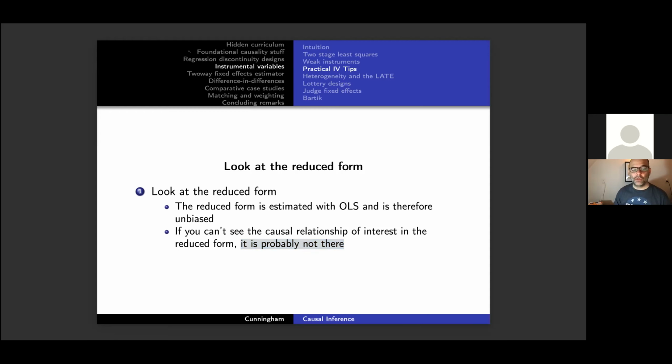There's a certain art to instrumental variables. Why? Because the exclusion restriction is not testable. So you have to build the case slowly to convince the reader. Show them the reduced form.